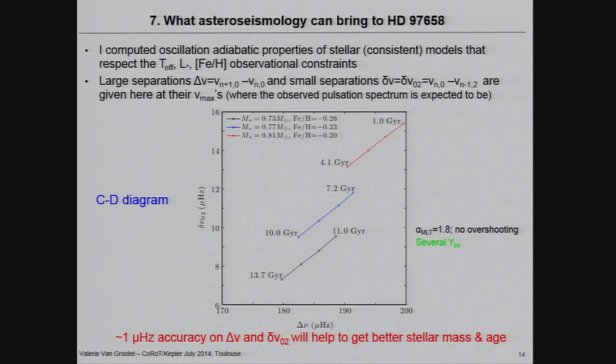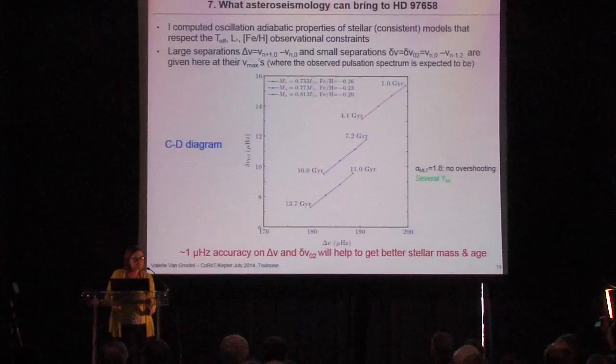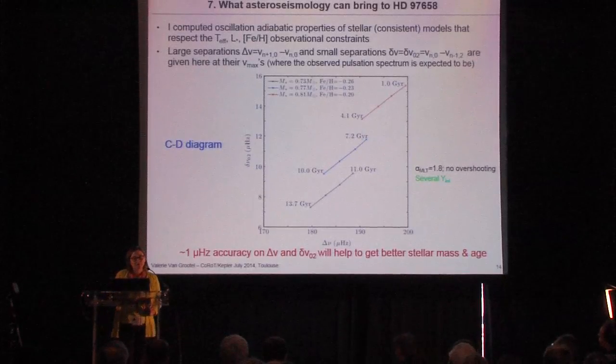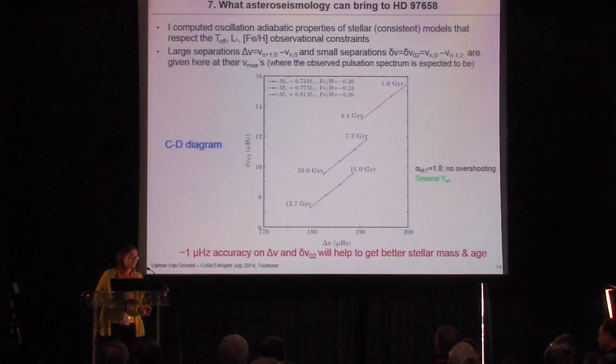Back to asteroseismology now, something that I know better than planet atmospheres. What asteroseismology can bring to that star, especially. I remember that we have a good stellar radius, an average stellar mass from stellar modeling, and no constraint at all on the age.